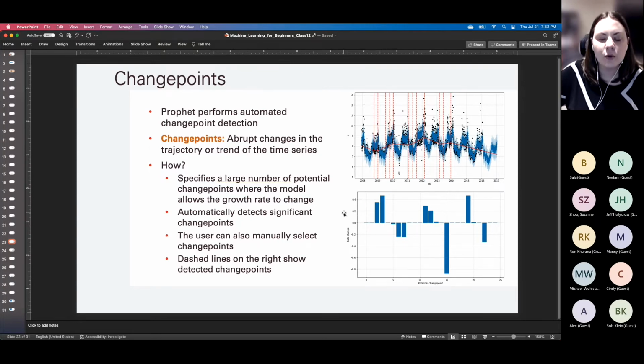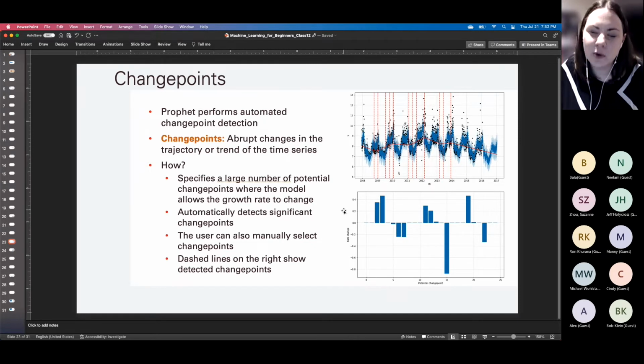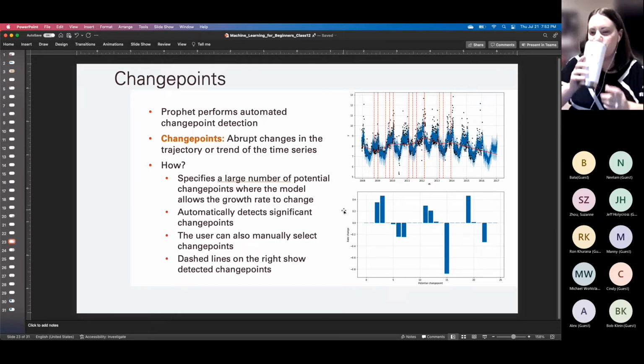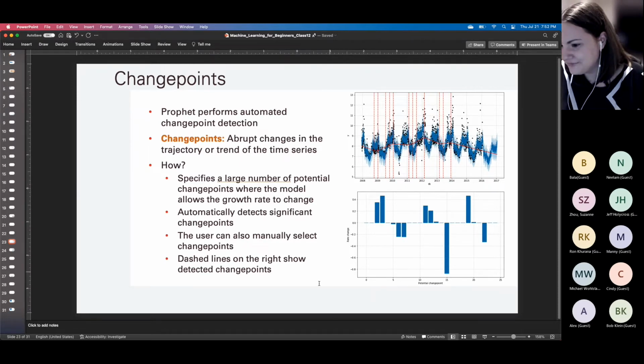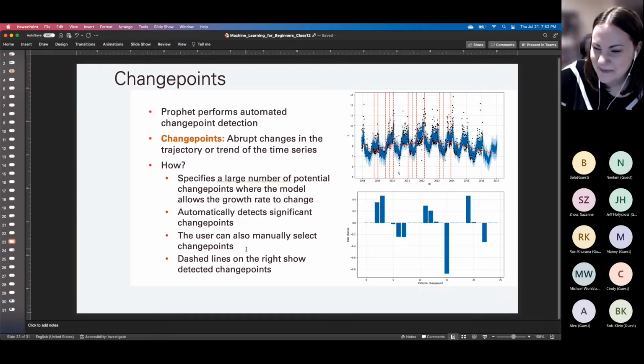The model also tests, I think by default, 25 different change point areas. You want to be careful of that parameter, because if it's testing too many change points and your data isn't long enough, it may overfit. So does that answer the question about what a change point is? I take that as a yes. Hope so. All right.